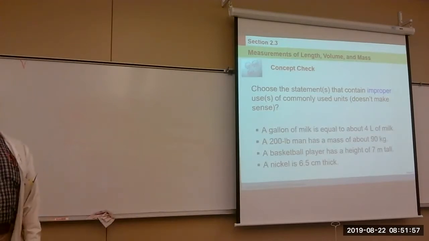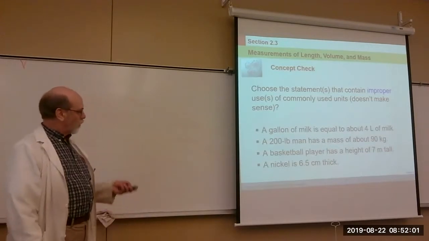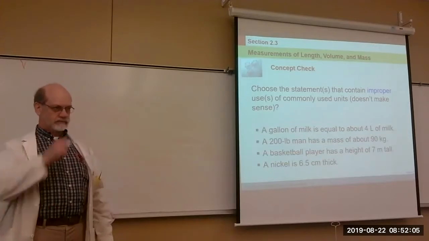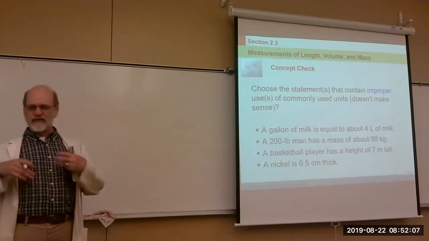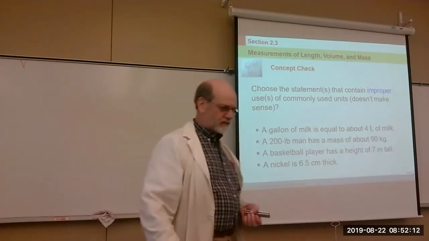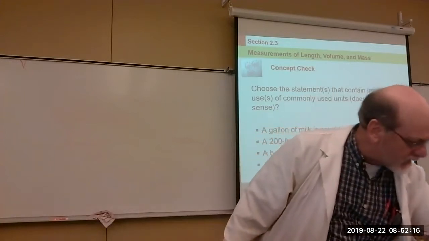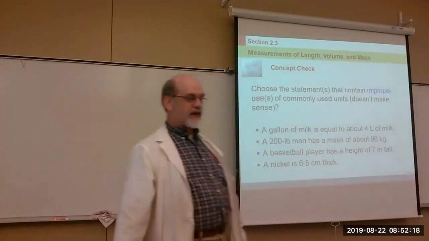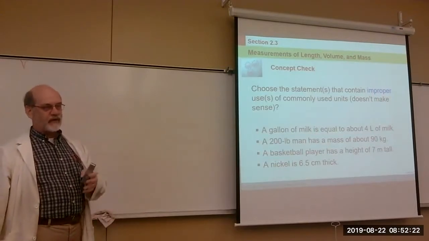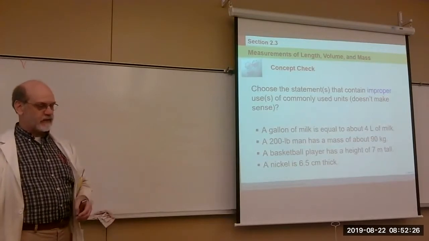Okay, so here's a test of intuition or estimation. 1 gallon of milk is equal to about 4 liters of milk. Do we have an idea of what a liter is? What size is that bottle? What does it say on there? It gives it in ounces. This is 500 milliliters. So that's half of a liter, because a liter is 1,000 milliliters. Okay? So that's a half a liter.